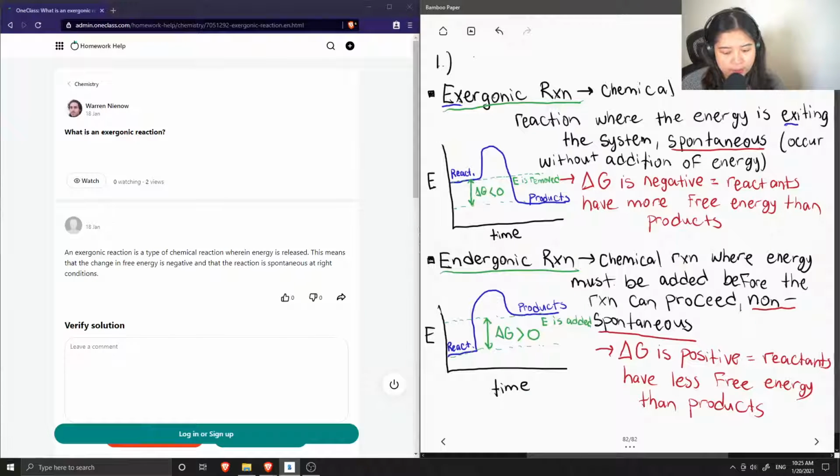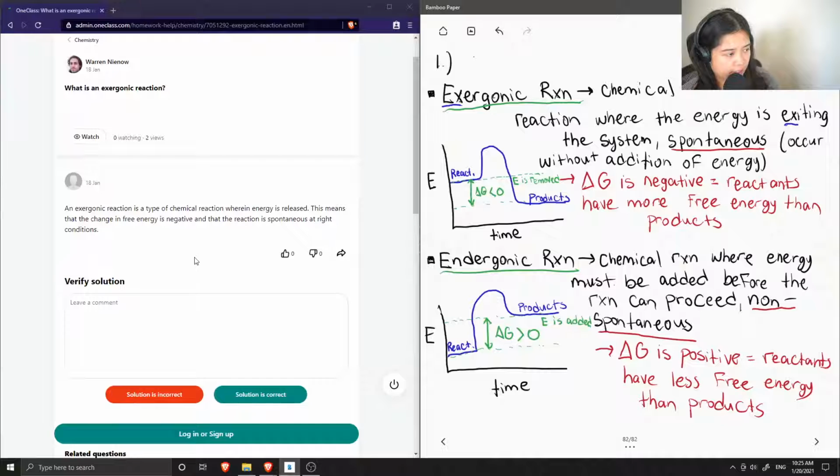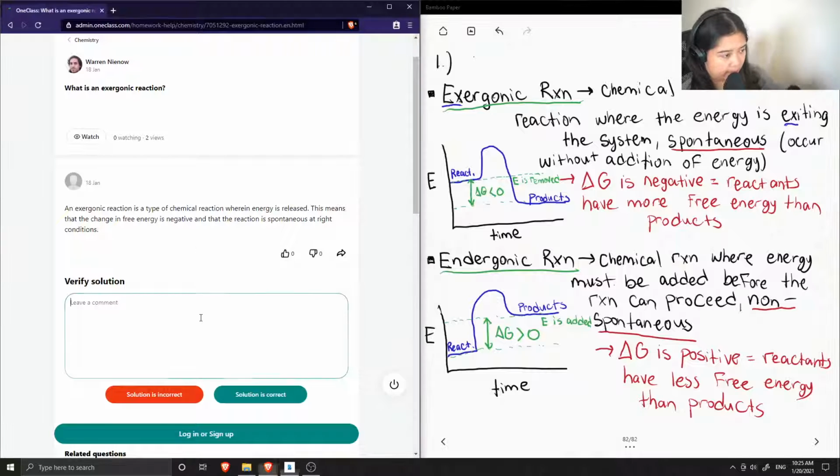Okay, so these are the definitions for both exergonic and endergonic reactions. So the junior tutor said that an exergonic reaction is a type of chemical reaction wherein energy is released. This means that the change in free energy is negative and that the reaction is spontaneous at the right conditions. Yep, so this solution is correct.